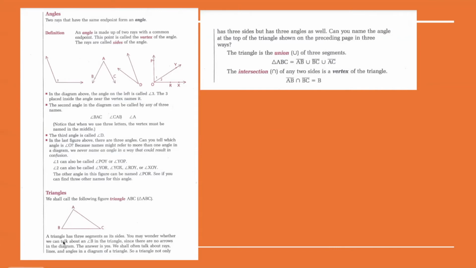This shape right here is a triangle. When naming a triangle, you must name it by its points. So this is triangle ABC. The triangle is a union of 3 segments. As you can see right here, a triangle is formed when segment AB, segment BC, and segment AC are in union.